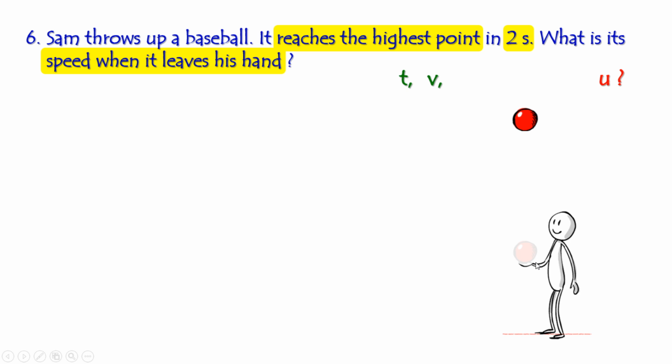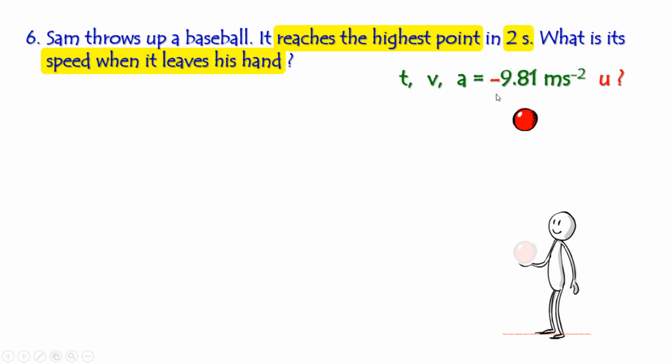And is the ball slowing down or speeding up? Obviously, it is slowing down. So the acceleration is not equal to 9.81. It should be equal to minus 9.81 because the ball is decelerating. The ball is slowing down. So you need to add a minus sign in this number. Is it okay? This is the most tricky part in this question.